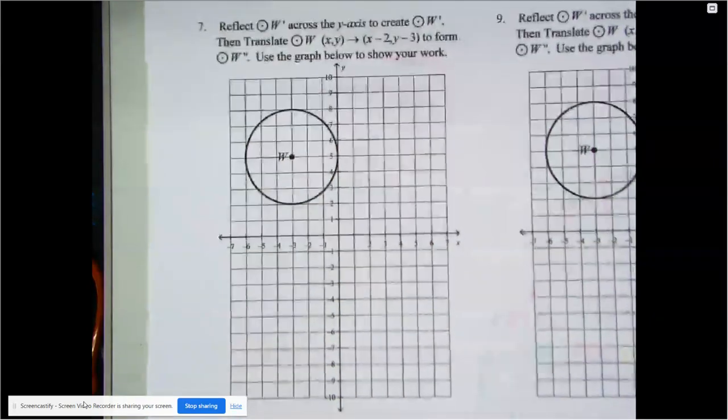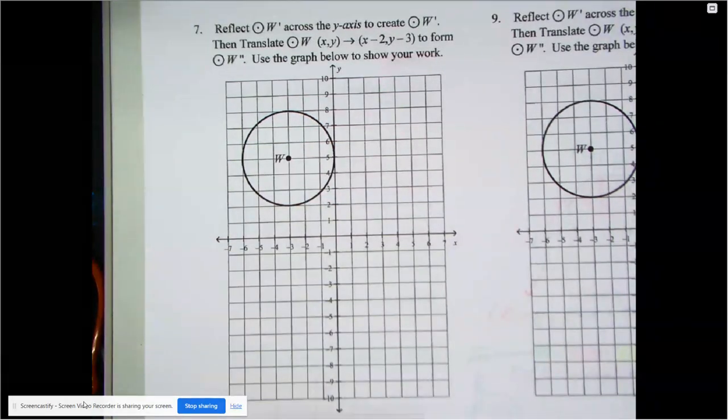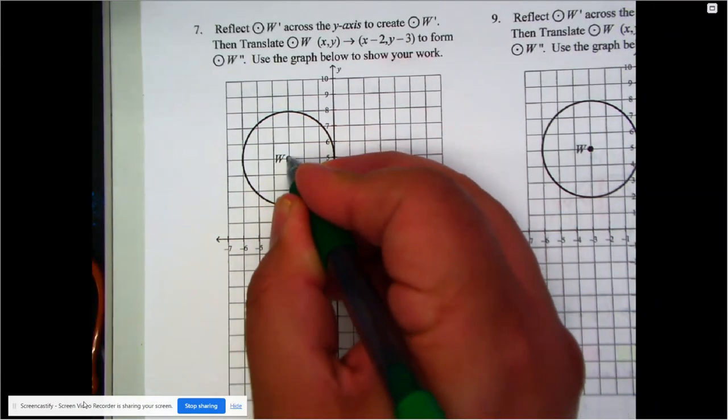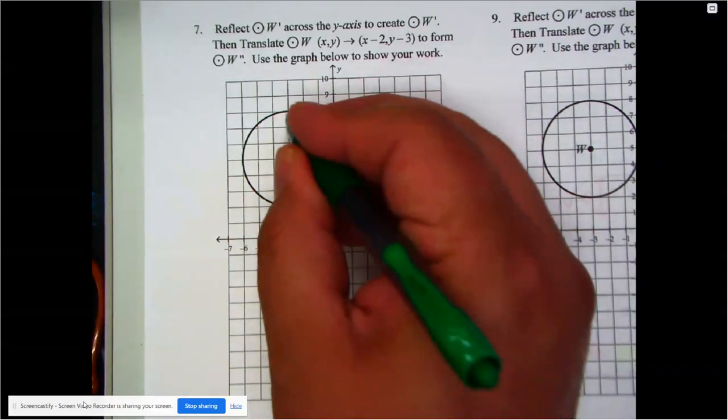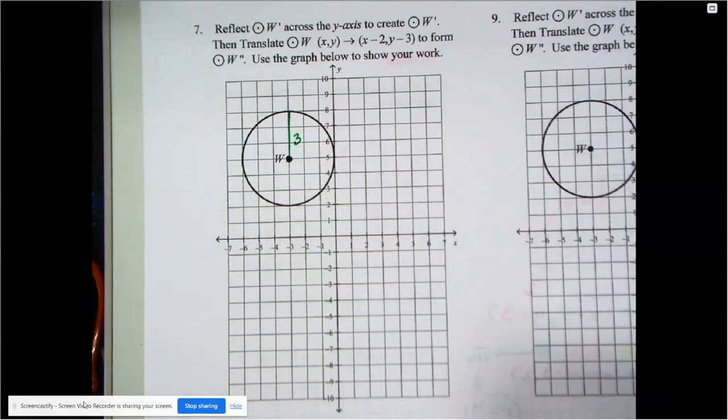All right, so here we go. It says reflect circle W across the y-axis to create W prime. Then you're going to translate circle W, which is (x, y) to (x minus 2, y minus 3), to form circle W double prime. Use the graph below to show your work. Okay, so first things first. What I want to look at is I see the center, but I also need one more thing. Look at that, 1, 2. I need to know what the radius is so that when I draw my circle, I can do the same thing for it.